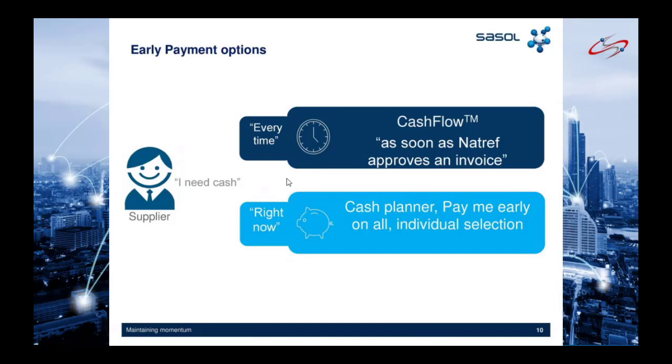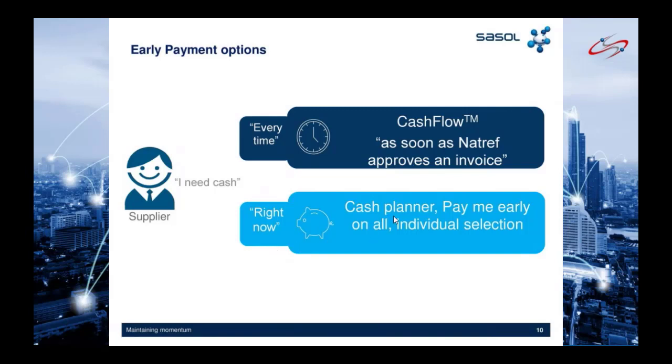So we have 2 different early payment options available for you. You've got the one that's every time, also called cash flow. Cash flow is an automated function set in the program where you will automatically get paid early as soon as Natref approves an invoice. This cash flow function will also be explained and shown in the demo. Then you also have the need cash right now option, or the ad hoc as we call it. This option is for if and when you need early payment on individual selection, on one or all your invoices.